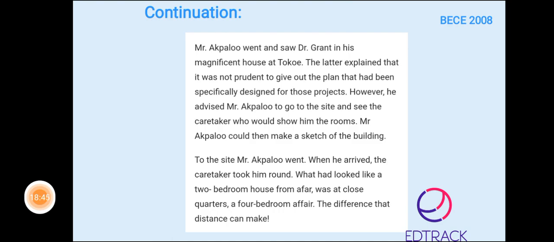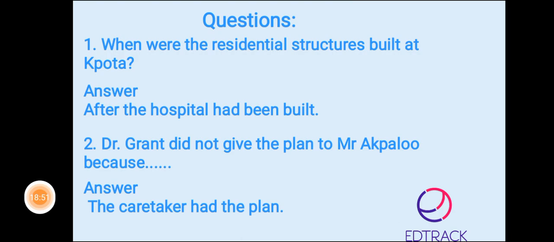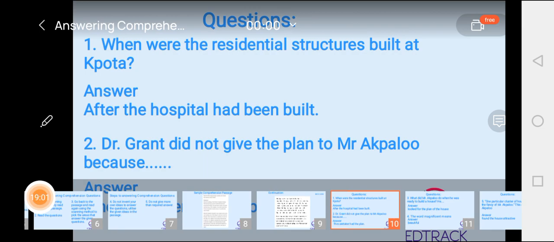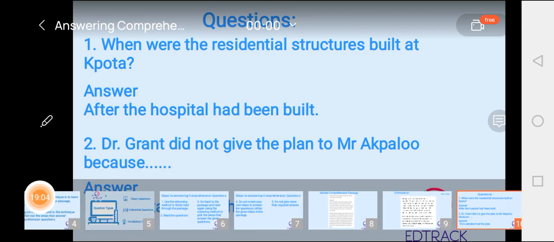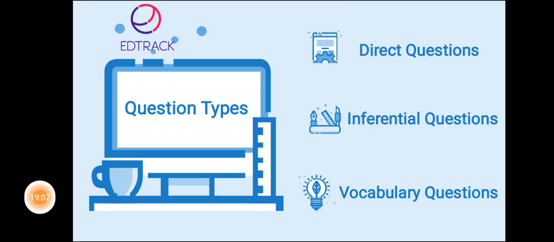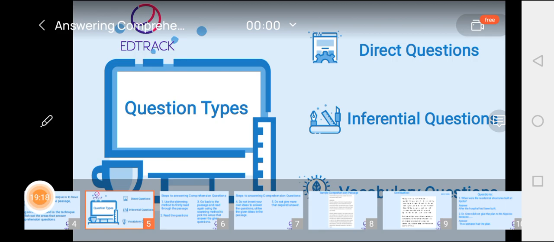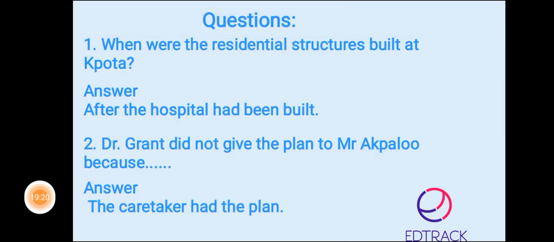All right, now so let us go back and start answering our questions. This is question number one. When were the residential structures built at Kuta? Do you remember that I said our questions could take three forms? It could be a direct question, it could be inferential, and it could be vocabulary. So all these three forms of questions are what we have in this passage. So this is our first question. When were the residential structures built at Kuta?